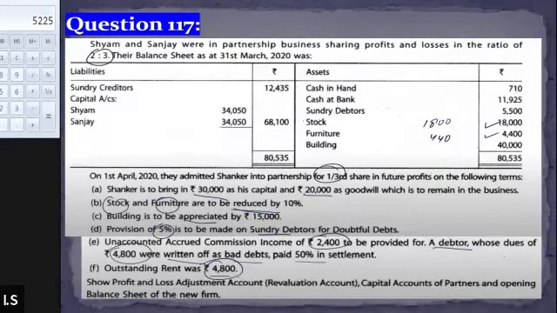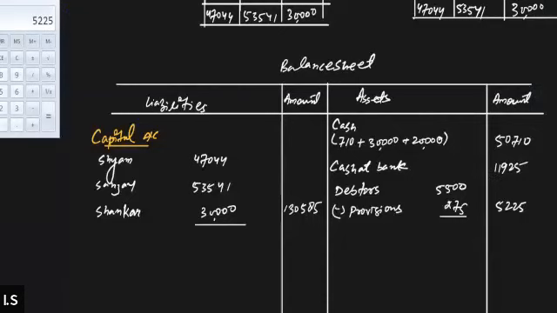Yes. Okay, and then there is stock as well. Stock earlier was at 18,000. But there is a reduction in the value of the stock by 10%. So 18,000 minus 1,800. We need to record the value of the stock after reducing 10%. So 18,000 minus 1,800 will be how much? This will be 16,200.